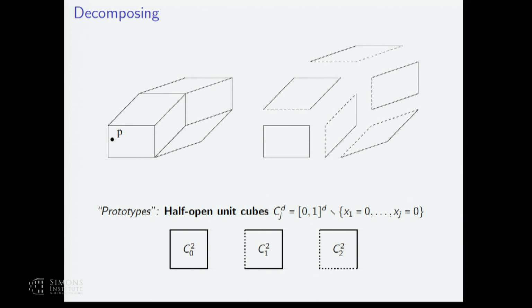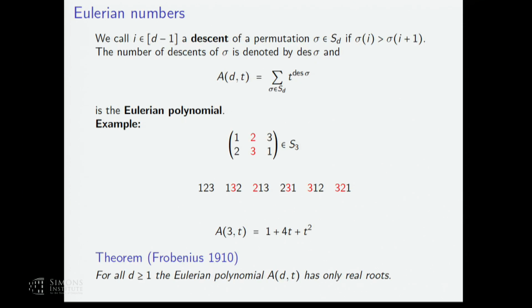So the first step would be to understand these half-open unit cubes. What are the h-polynomials? Because if you understand the h-polynomials of these half-open parallelepipeds, then in the end we just have to sum them all up, and then we're done. So the first step is to understand these half-open unit cubes. The h-polynomial of these half-open unit cubes is actually quite well known, and it's related to the Eulerian numbers, or Eulerian polynomials.